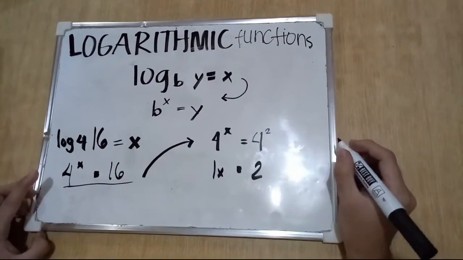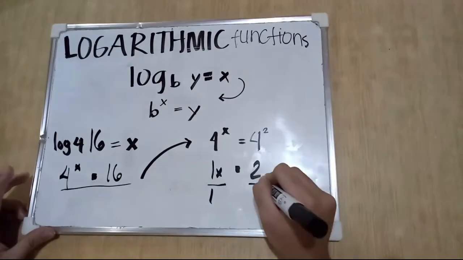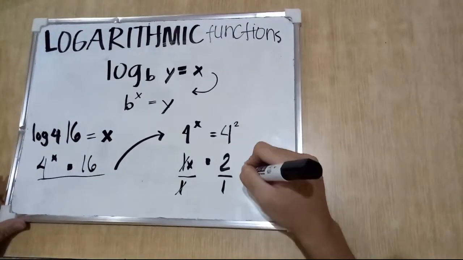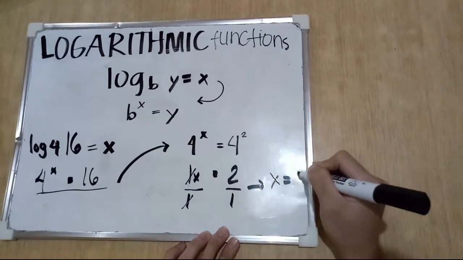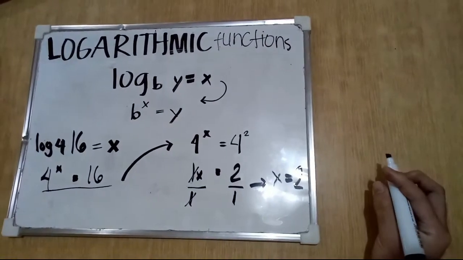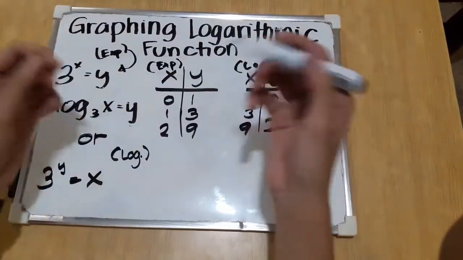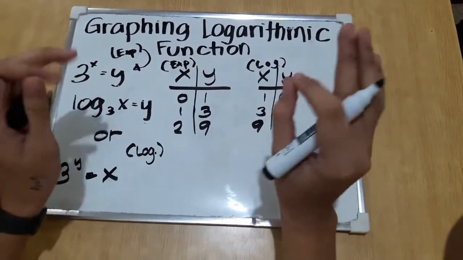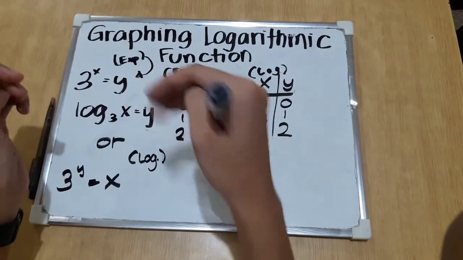And then we need to isolate x, so divide both sides by 1. Cancel. Therefore, it will result to x is equals to 2. So that you know how to evaluate a logarithmic function, now we're going to talk about graphing logarithmic function, okay?